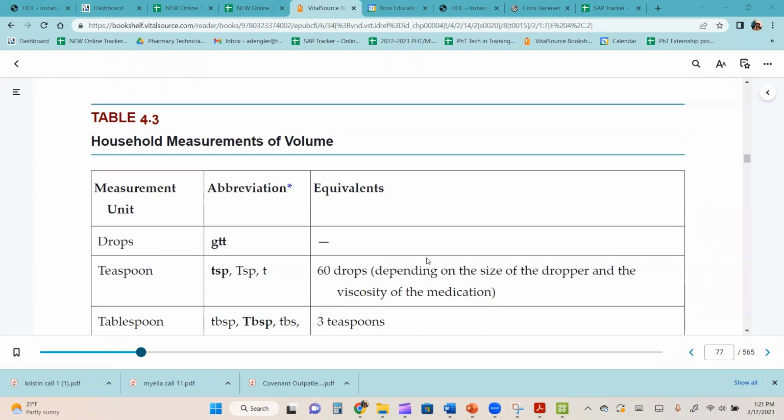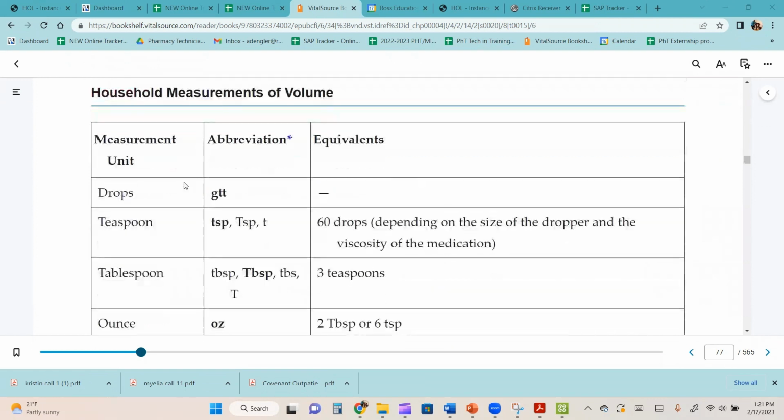Table 4.3 has household measurements of volume. So we have drops. The abbreviation for that is GTT. So hopefully you guys have been studying your SIG codes. I recommend knowing those before the math mod or during learning them at the beginning of the math mod, because it's going to make it a lot easier for you to do the math problems.